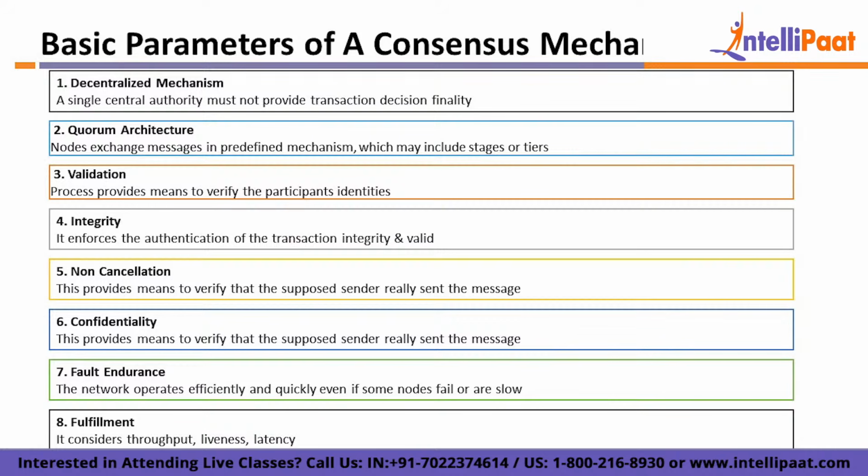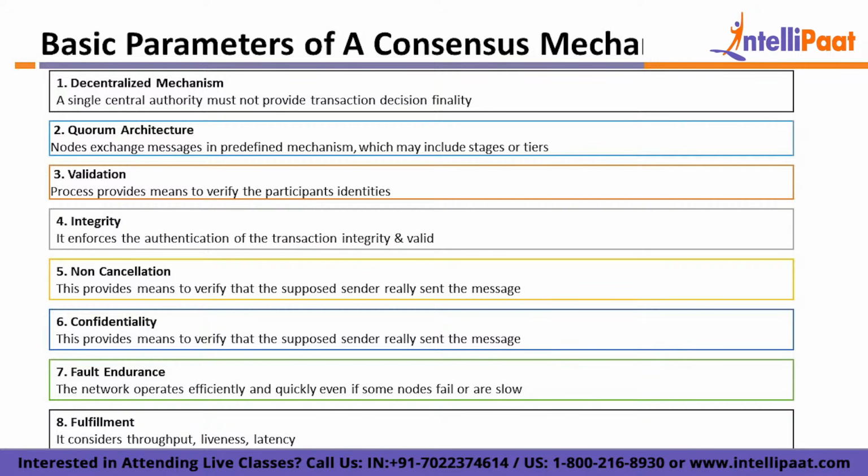The sixth parameter is confidentiality. Your consensus mechanism should provide means to verify that the supposed sender really sent the message and whatever he sent is not changed and not visible to anyone. So the information shared inside the packet or transaction should be kept confidential and should not be visible to any other member inside the network.